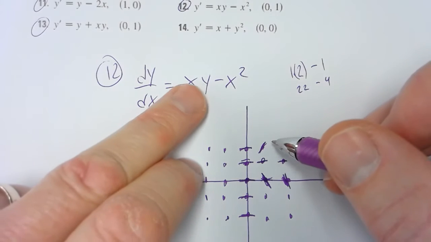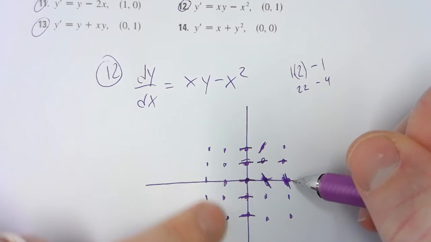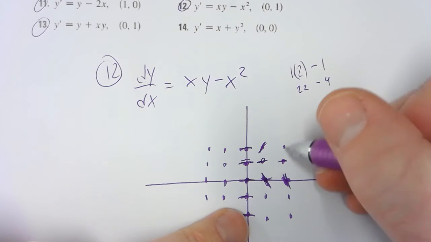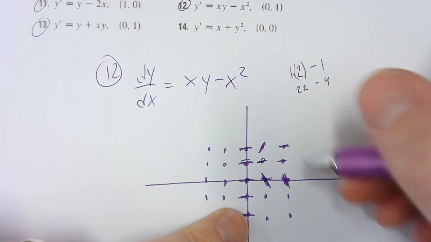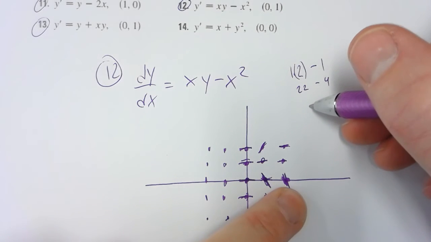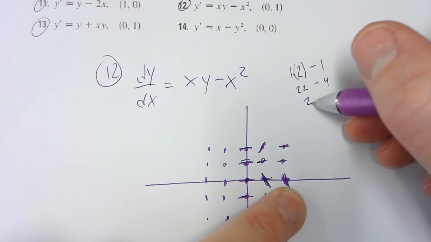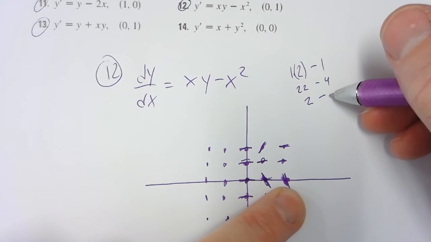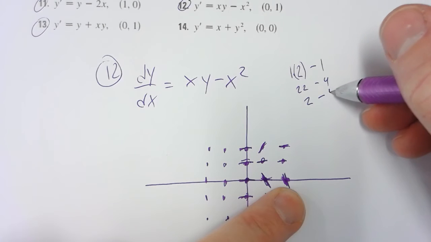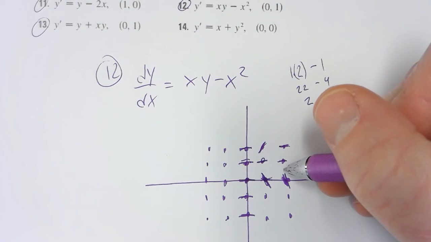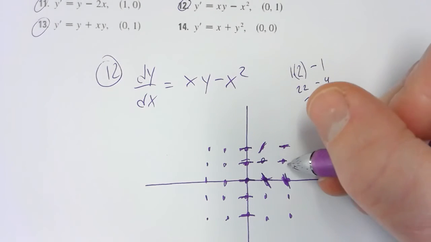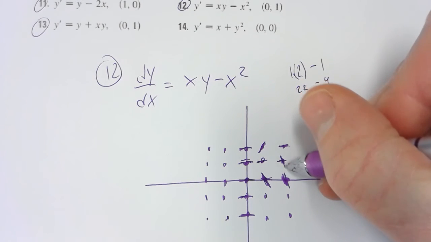1, 1 is 0. Oh, it's 2, 2. I can't count. That's 2, 2, 0. What about 2, 1? It'd be 2 minus 4, which would be negative 2. Yeah, it'd be negative 2 right there.